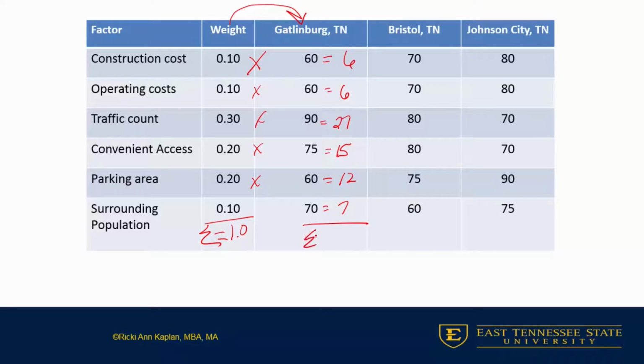I want to now add all this up to get my weighted score. And if I add 6, 6, 27, 15, 12, and 7 together, I should get 73. I'm now using those exact same weights. I'm going to take them and multiply them by the numbers here in Bristol.